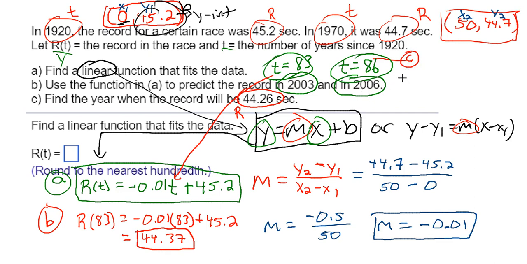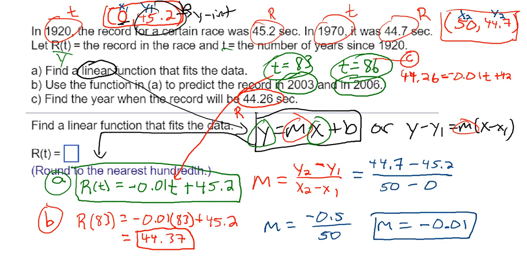So we're going to plug in 44.26, that's my y variable, equals negative 0.01, sorry, this isn't working out too good, it's not x, it's t, it's not letting me undo, okay, t plus 45.2. Whoops, I put 2.